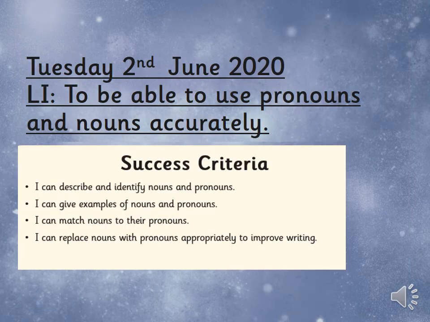Okay, so to Tuesday, 2nd June. Today you're going to be able to use pronouns and nouns accurately. By the end of the lesson, you should be able to describe and identify nouns and pronouns, give examples, match nouns, pronouns, and replace nouns and pronouns appropriately to improve my writing. So please write the date, learning objective and success criteria in the top left hand corner of your paper or your books.